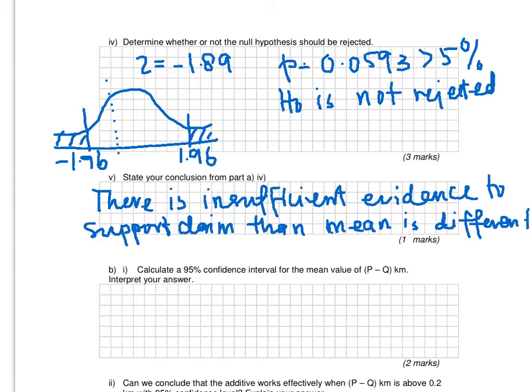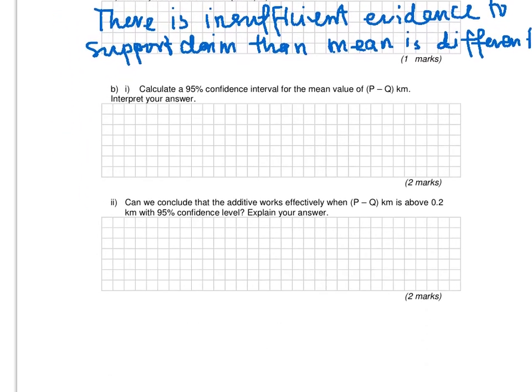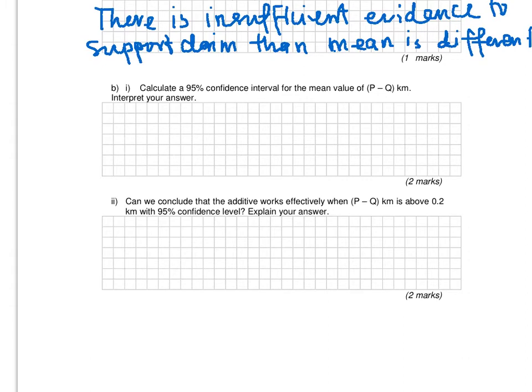Part B requires us to determine the 95% confidence interval for the mean value with interpretation. Using GC, we obtain the value of the mean lies between negative 0.163 to 0.00315. Therefore, we are 95% confident that the difference in distance travelled with and without additive added lies between negative 0.163 to 0.00315.